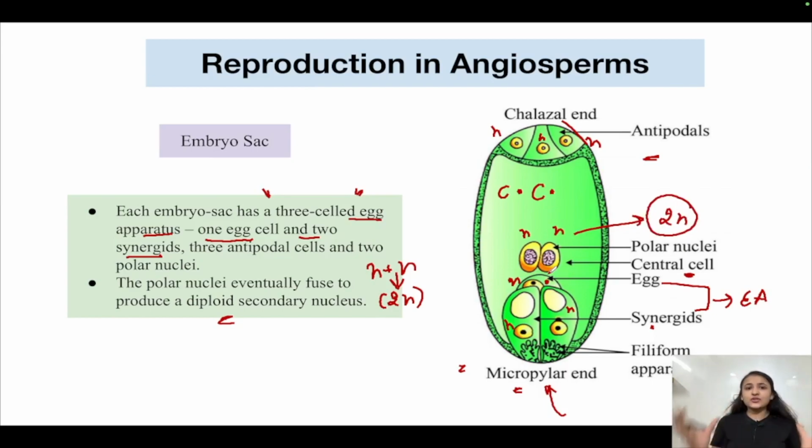Okay, so this is the structure of an embryo sac. And how many cells does it have? It has 1, 2, 3, 4, 5, 6, 7 cells, and the number of nuclei is the number of cells plus 1 additional nucleus, because the central cell has 2 nuclei. So 8 nuclei are present. So the 7-celled and 8-nucleate condition is present in the mature embryo sac.